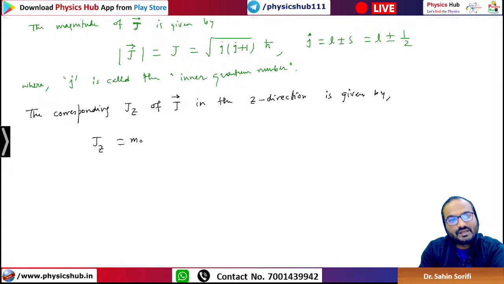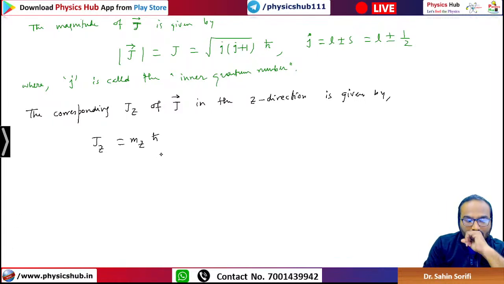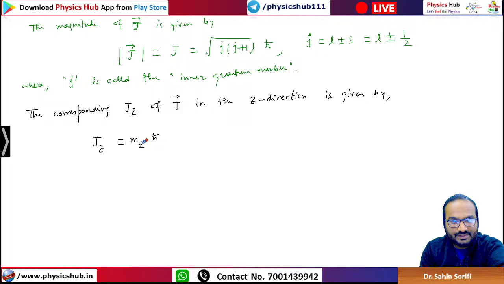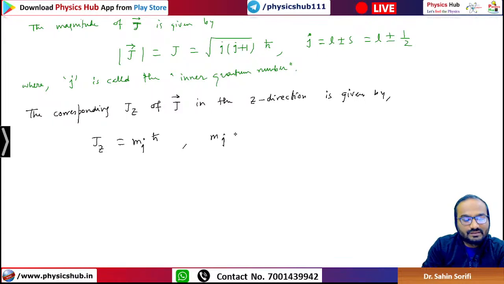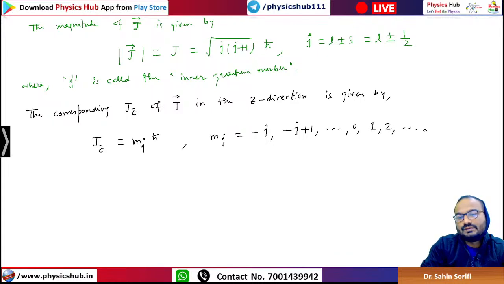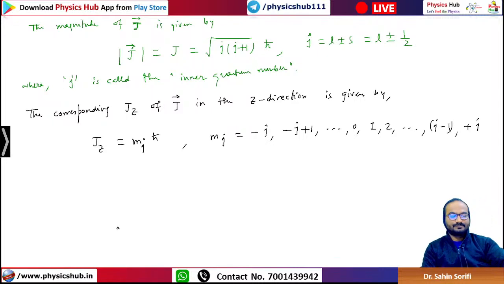Jz is equal to Mj h cut. And in the same way, Mj can take the values between minus j to plus j. So, minus j, minus j plus 1, so on, 0, 1, 2, j minus 1, plus j. Mj is the magnetic quantum number.